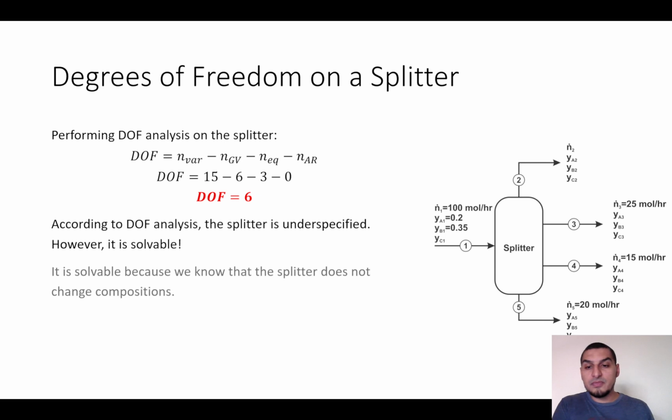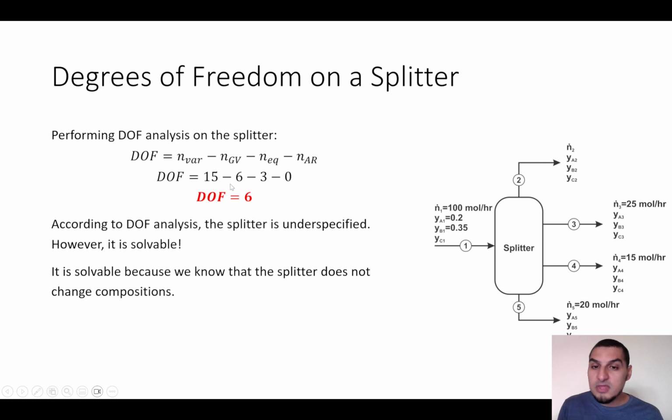Okay, so there is something that we need to understand now: there is something wrong with the degrees of freedom analysis, because the main function of the degrees of freedom analysis is to tell if we can solve this unit or we cannot. And given the information that we know and the function of the splitter, we are able to solve the unit. But the degrees of freedom is not saying this. The degrees of freedom is telling us that we need more information. So the main issue that we have here is that we are not taking these equal compositions into account when we do the degrees of freedom analysis.